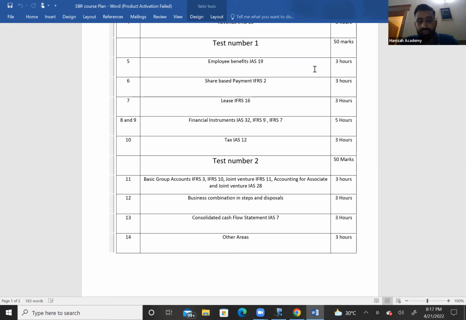And then from lecture number 13 to lecture number 14, we have the group accounts. We will revise the basic groups. We will study the IFRS 3, IFRS 10, joint venture, IFRS 11, accounting for associate and joint venture, IAS 28. We will study the business combination in steps and disposal.